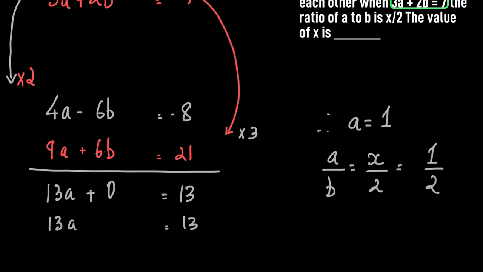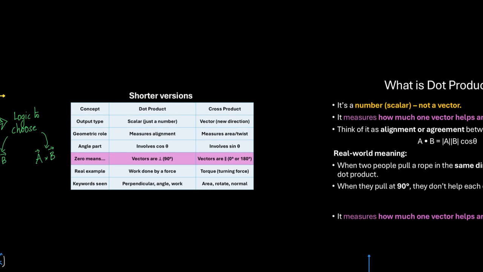Now, don't jump to the answer x equal to 1 just by deriving a equal to 1. Why? Because it could be an equivalent fraction. So always make sure you go back to the question. A to b is x by 2, so a by b is x by 2, which is equal to 1 by 2. And therefore, x equal to 1. Okay? So that's one part of the story.